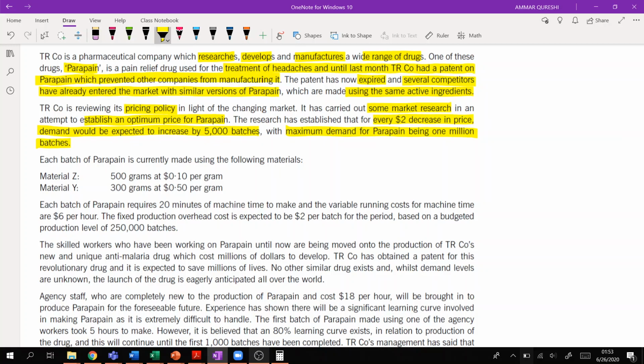So what is the situation here? See, the situation is very simple. I told you guys that whenever this statement comes in the question, that every $1 or $2 increase in price will lead to a certain change in the demand factor, that's basically an area where you can identify that this is a marginal revenue and marginal cost concept, right? Now, what they are saying next, with maximum demand for paraffin being equal to 1 million batches, that means maximum you can sell 1 million batches, not more than that, right?